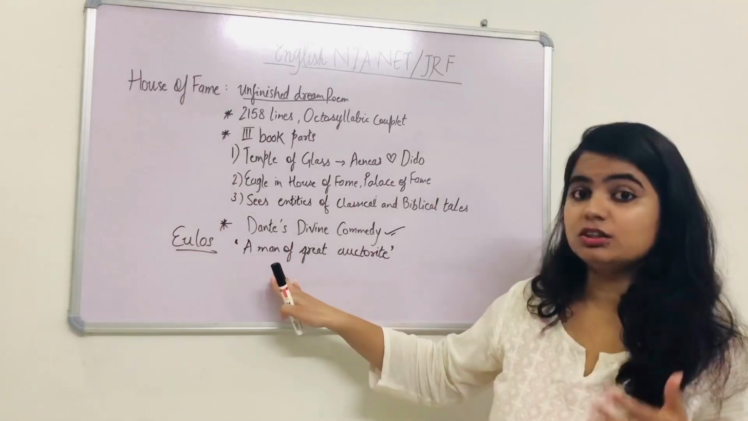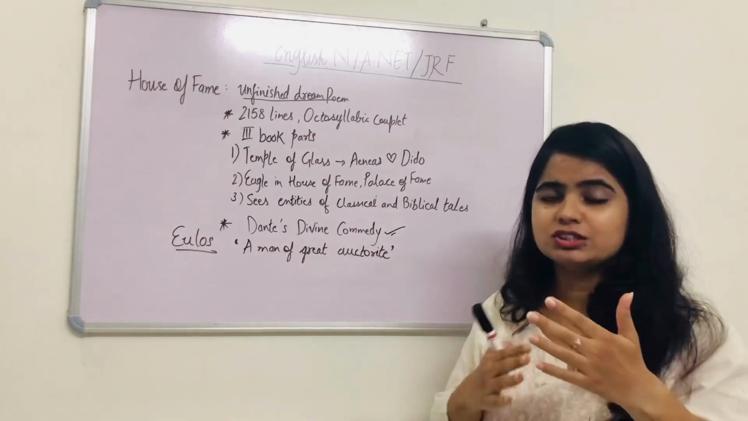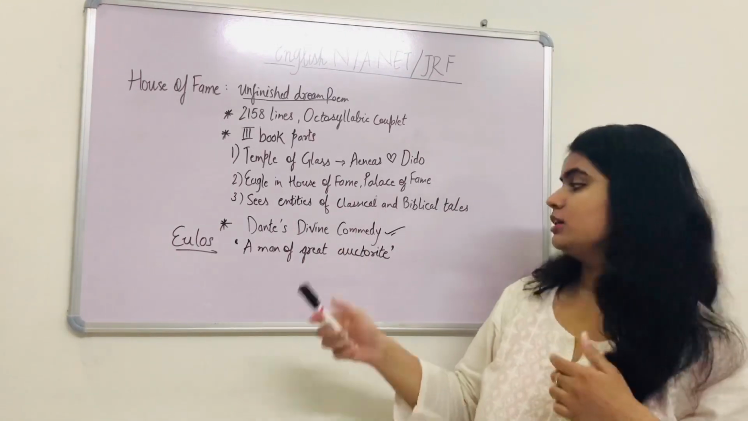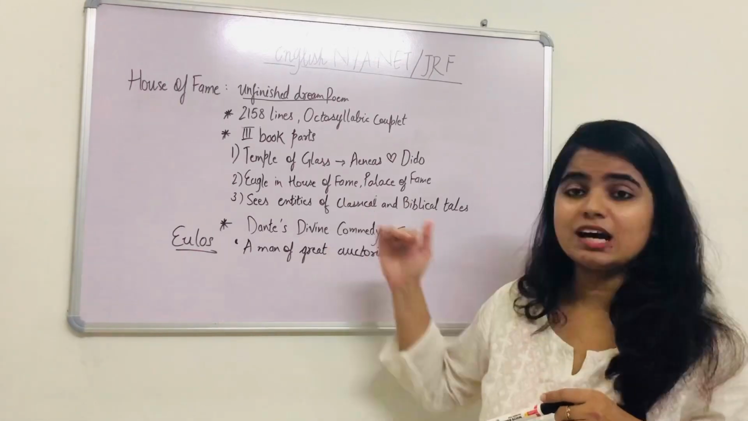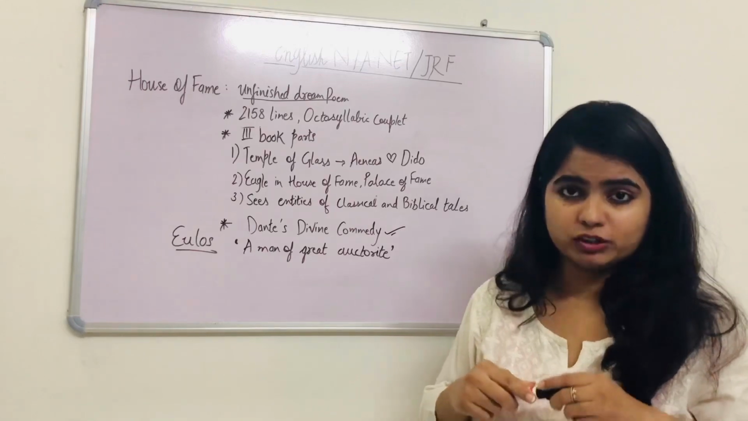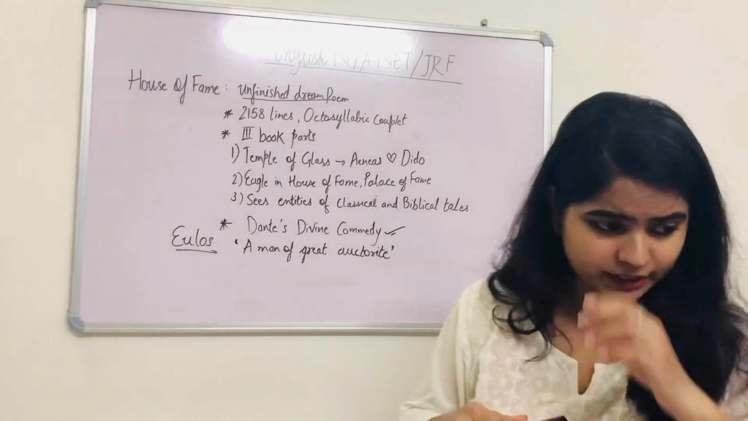So he is the person who is responsible for solving all the commotion and all the confusion going on in the story. So here the poem ends. It is an unfinished poem, and the end is over here. So this ends here, right?